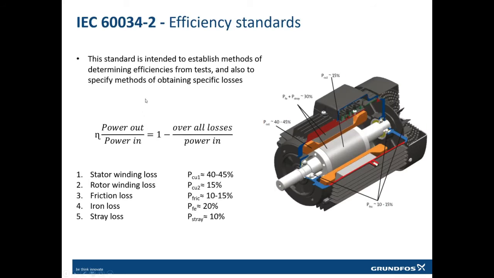Efficiencies are calculated based on the power output over power input. Now in motors, there are stator winding losses. That means the losses happening due to the current passing through the stator, because as I said, there will be a lot of current passing through the stator. So all the losses based on the current will be happening here. And this is the majority. Rotor winding losses, the losses which happen because of the rotor, friction losses because of the bearings and the frictions and the heat, iron and the stray losses. So these are all the losses which we have.